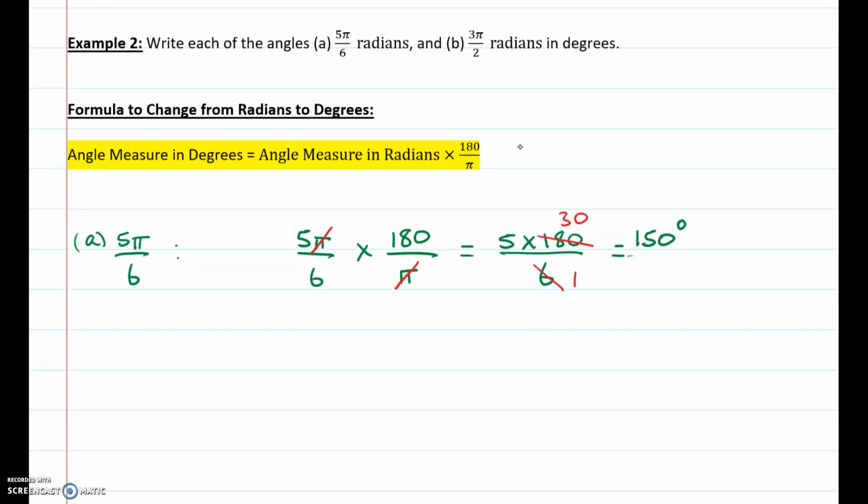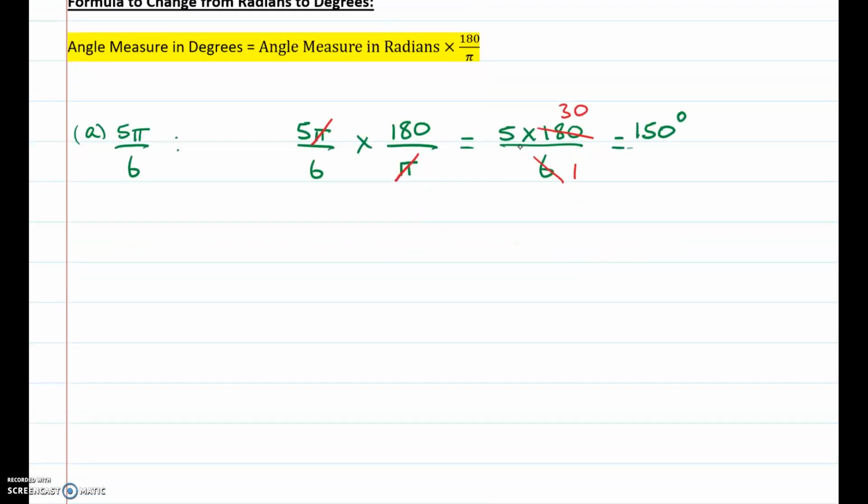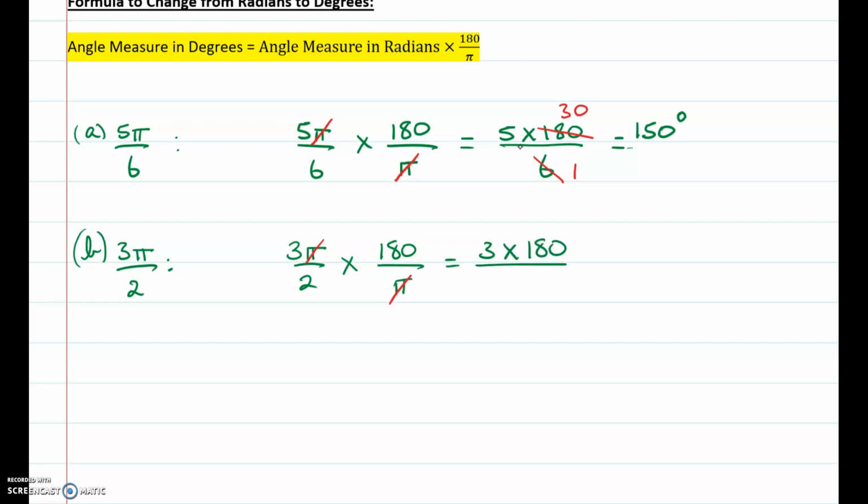Now we're going to do part B, which is 3 pi over 2 radians. Okay, so take the radian measure, 3 pi over 2, and multiply by 180 over pi. And again, the pi's will cancel, and that leaves you with 3 times 180 over 2, and the 2 will go into the 180, so you have some more cancelling to do.